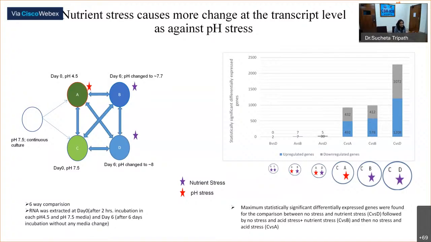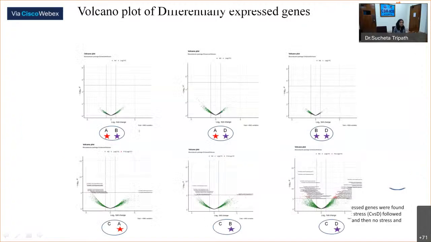And we did a 6-way comparison between the pH stress and nutritional stress, and found that under the nutritional stress, a large number of genes are perturbed. And this is under study. And this is a different plot to show the differential. This is called a volcano plot. And this tells us that the number of differentially regulated genes is high between C and D.